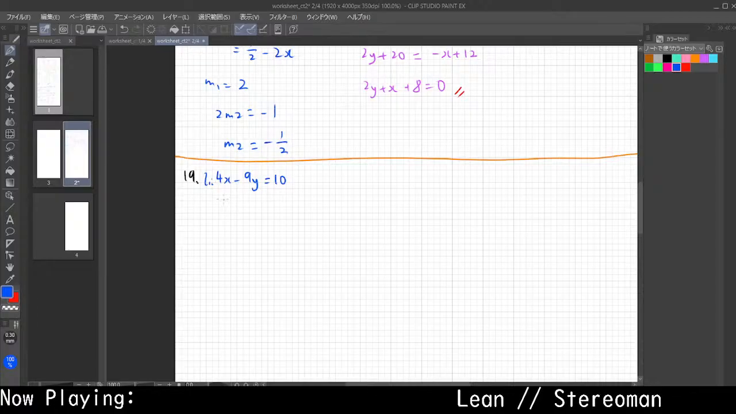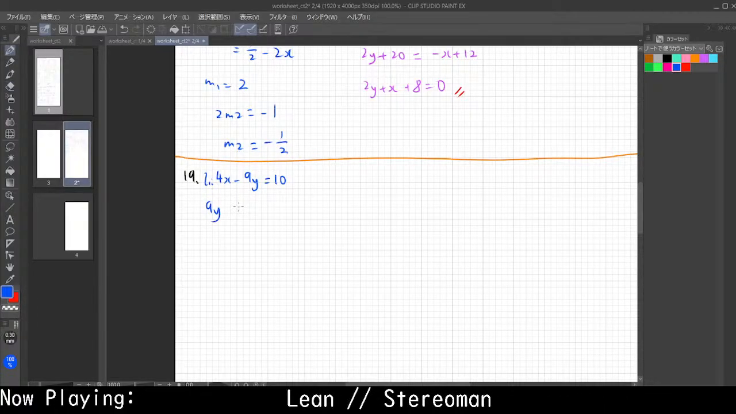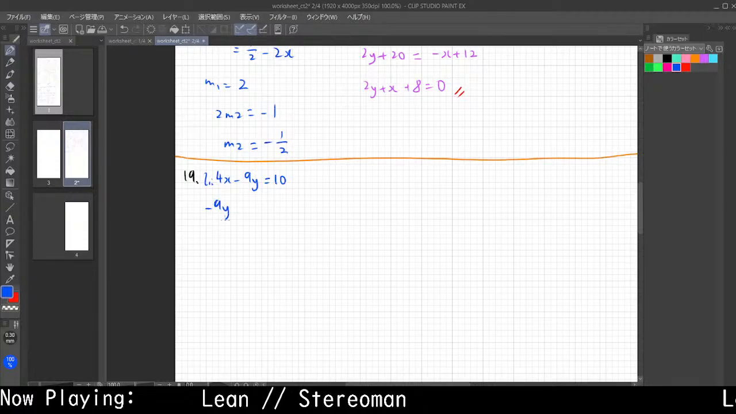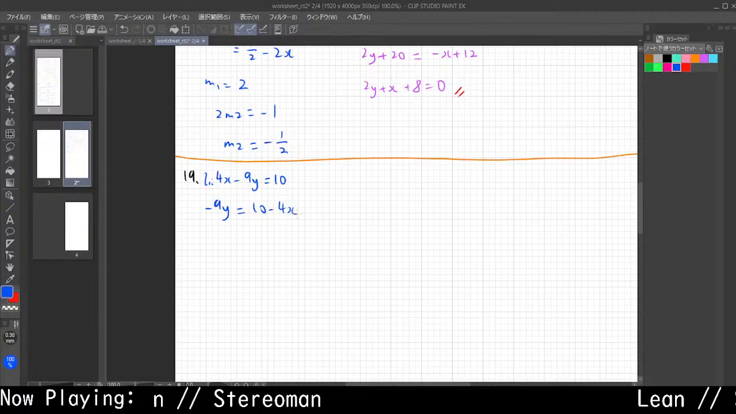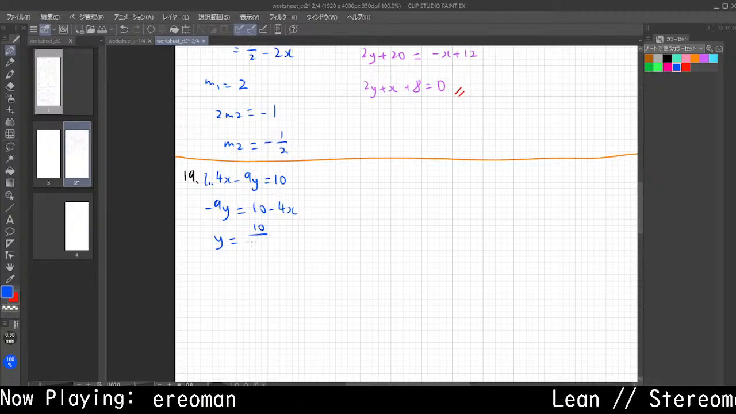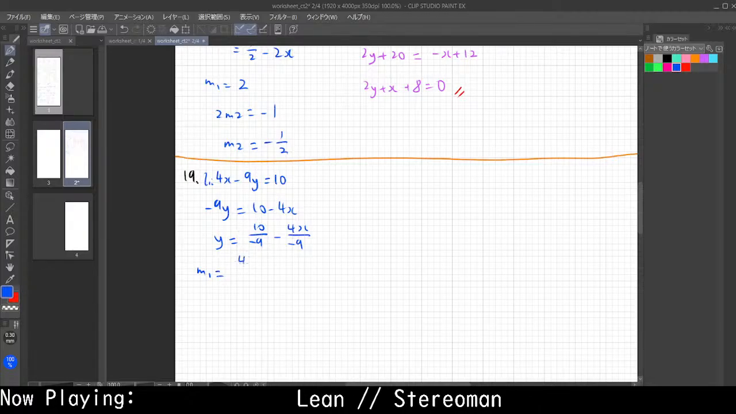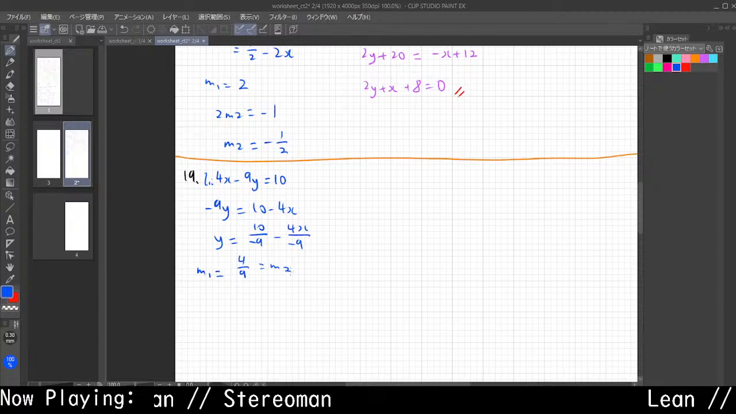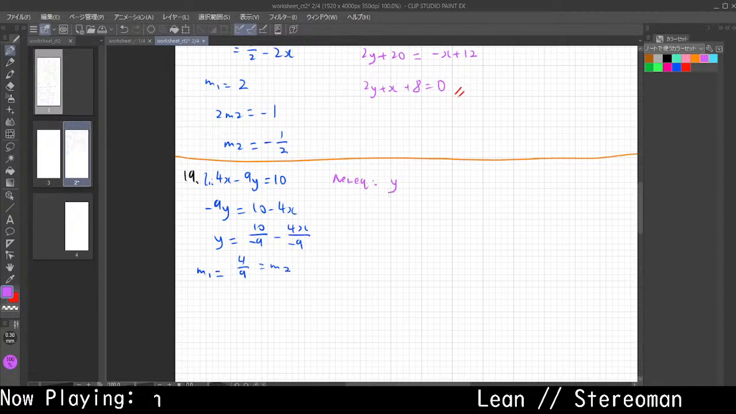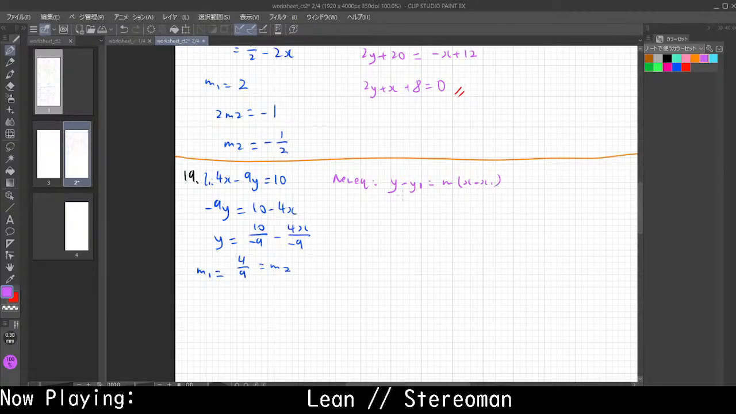L1, left cancel m1 perpendicular equals m2, new equation y minus y1 equals m(x minus x1).